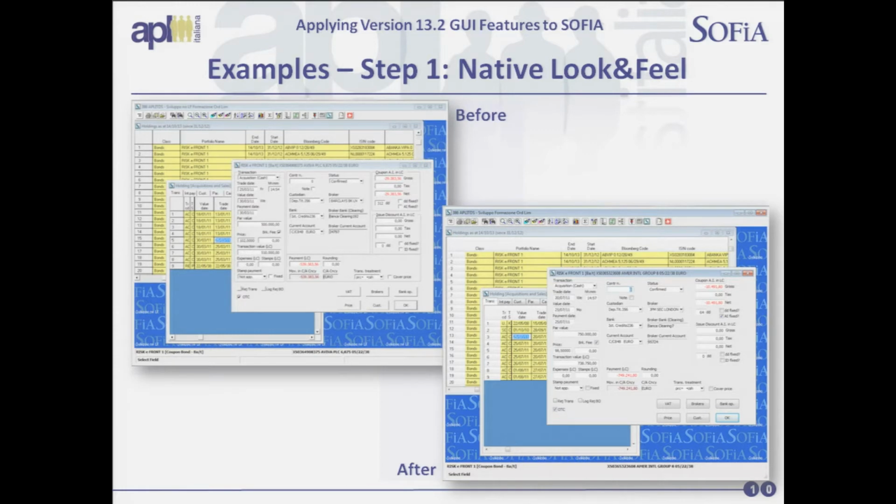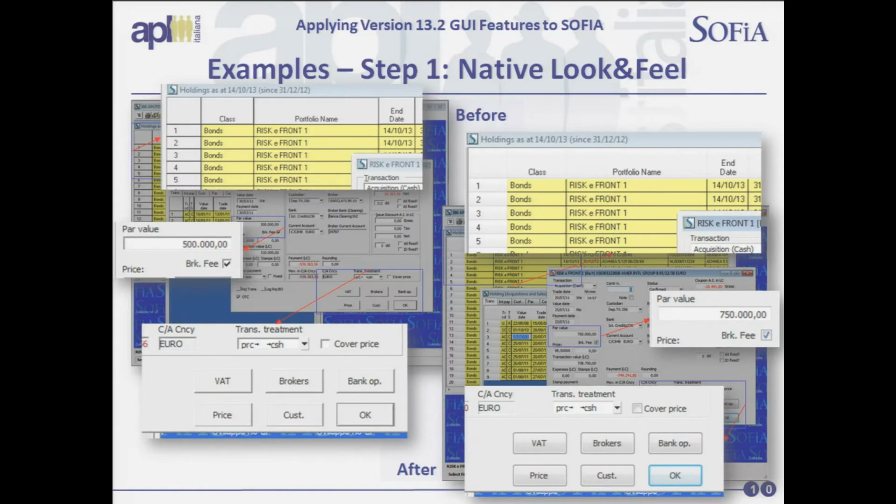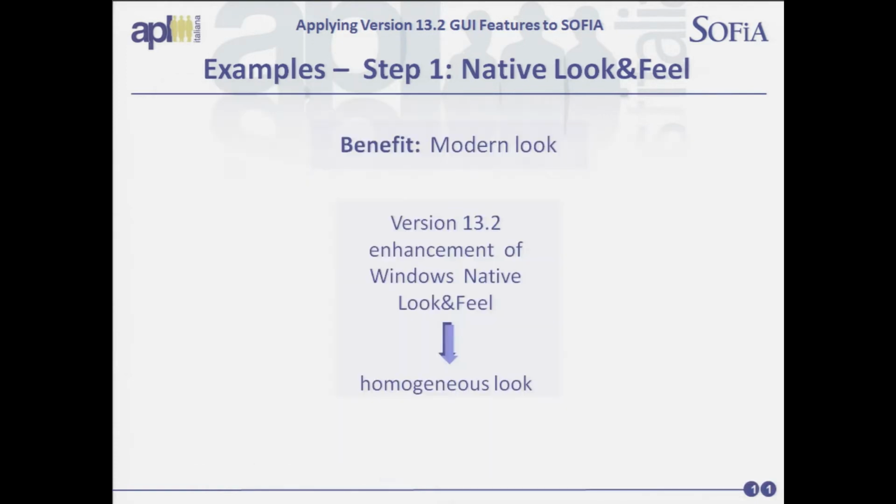This screenshot is with Windows 7, and with this simple step, for example, now we have smoother column and row headers, a newer flag, and smoother buttons. That means with this simple step we obtain a much more modern look, just with the native look and feel. And this was possible since version 13.2. With version 13.2, the Windows native look and feel was extended to almost all the graphical tools, and so we could activate the native look and feel and still keep a homogeneous look for the software.